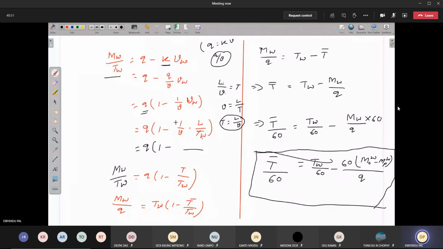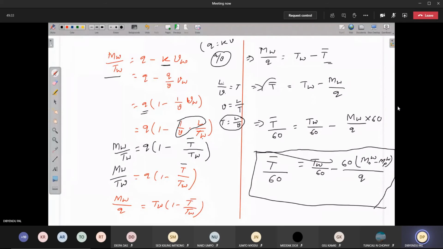So this was written here, MW by TW equal to Q into 1 minus T bar divided by TW. Now Q I brought here and TW will go there. So MW by Q equal to TW into 1 minus T bar by TW. Therefore MW by Q is equal to TW minus T bar, so what is left? T bar is the average time. T bar is equal to TW minus MW by Q.